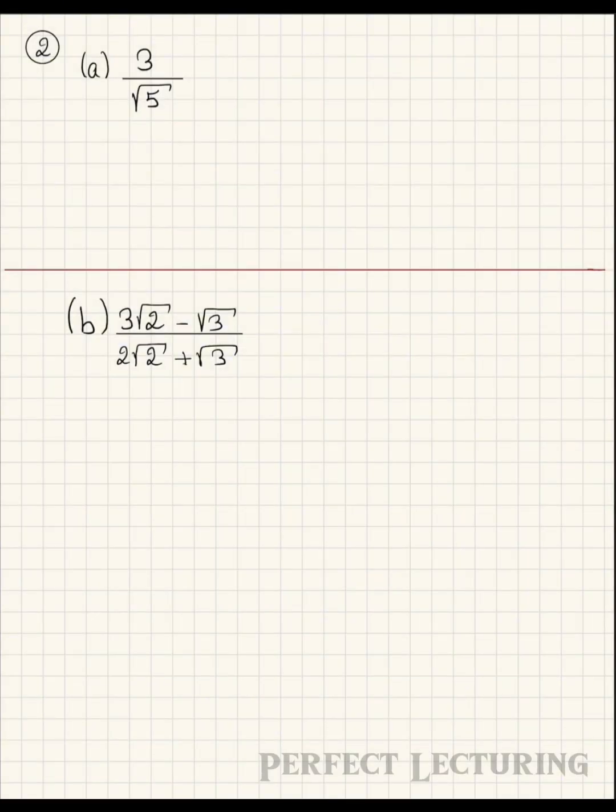This means I have to multiply each fraction by a factor which converts an irrational number into a rational number. And this factor we're going to multiply is called the conjugate.